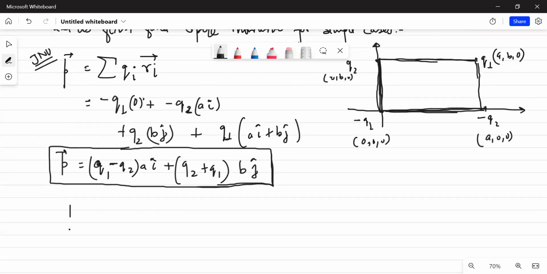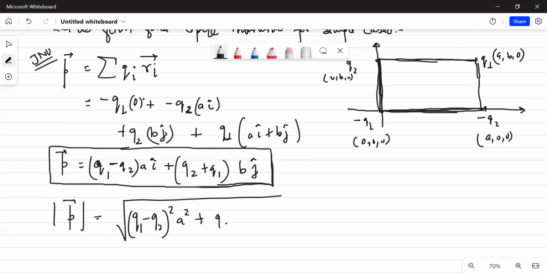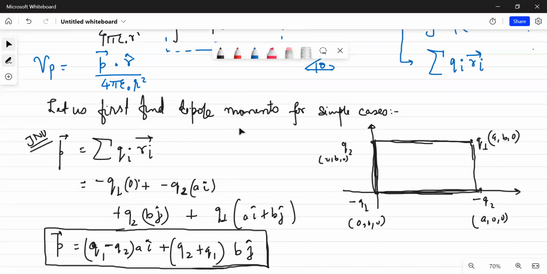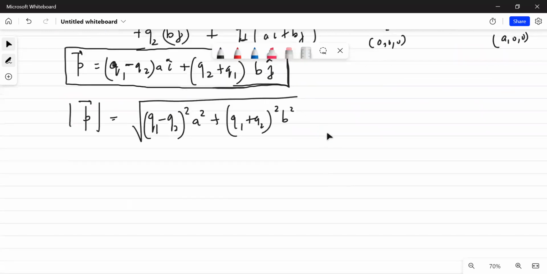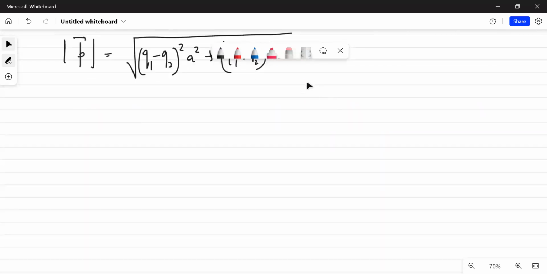Now, if one wants to find the magnitude of the dipole moment, it will be the root of q1 minus q2 whole squared times a squared, plus q1 plus q2 whole squared times b squared. This is quite easy to see. In this we are not using anything advanced, but otherwise I'll mostly use multipole expansions and all those things. So let us take a slightly more difficult case.